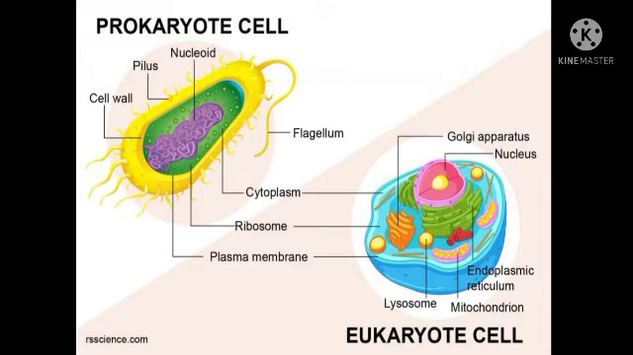Students, here you can see the picture of prokaryotic cell and eukaryotic cell. You can also make out the difference in them. In prokaryotic cell, you cannot find different cell organelles, and also there is no well-defined nucleus. And in eukaryotic cell, you can see various cell organelles named as Golgi apparatus, endoplasmic reticulum, lysosome, etc. And also you can see a well-defined nucleus at the center of the eukaryotic cell.